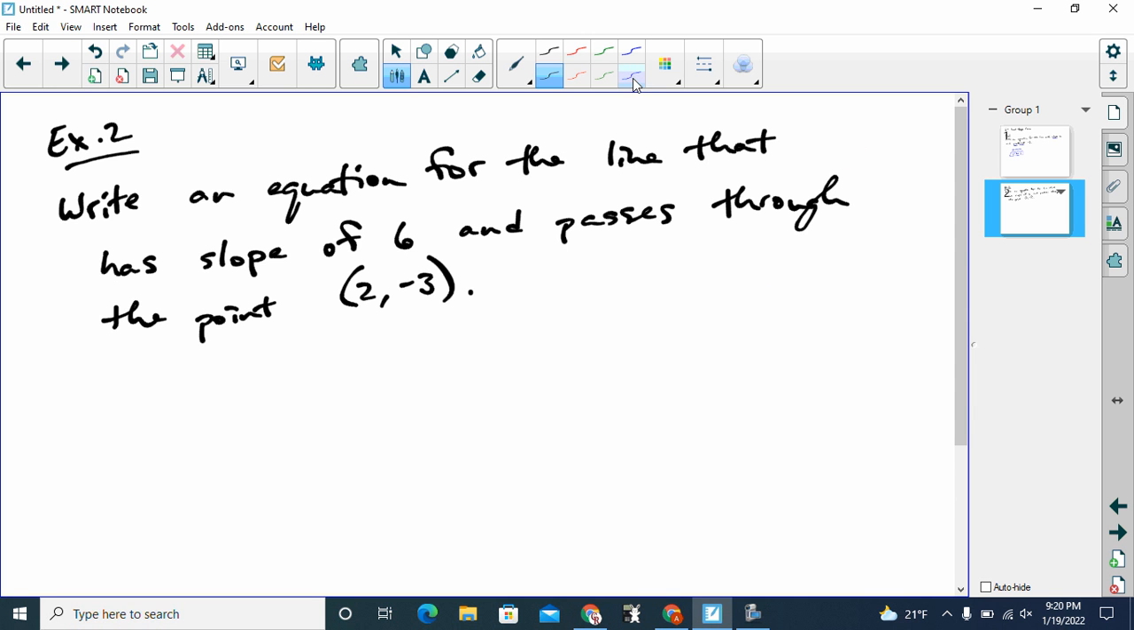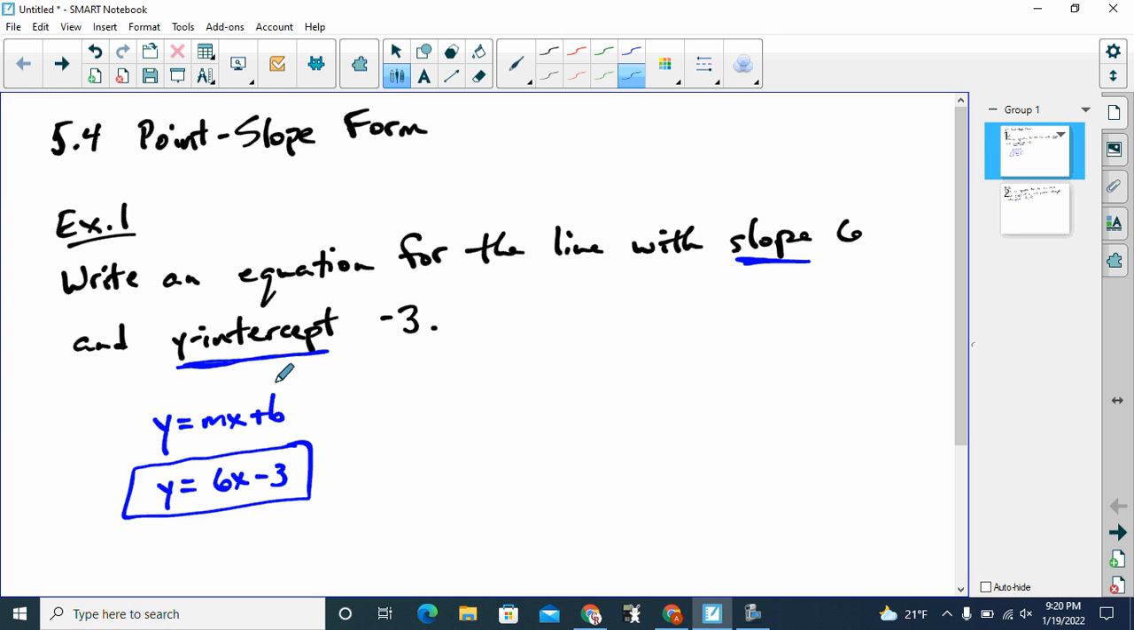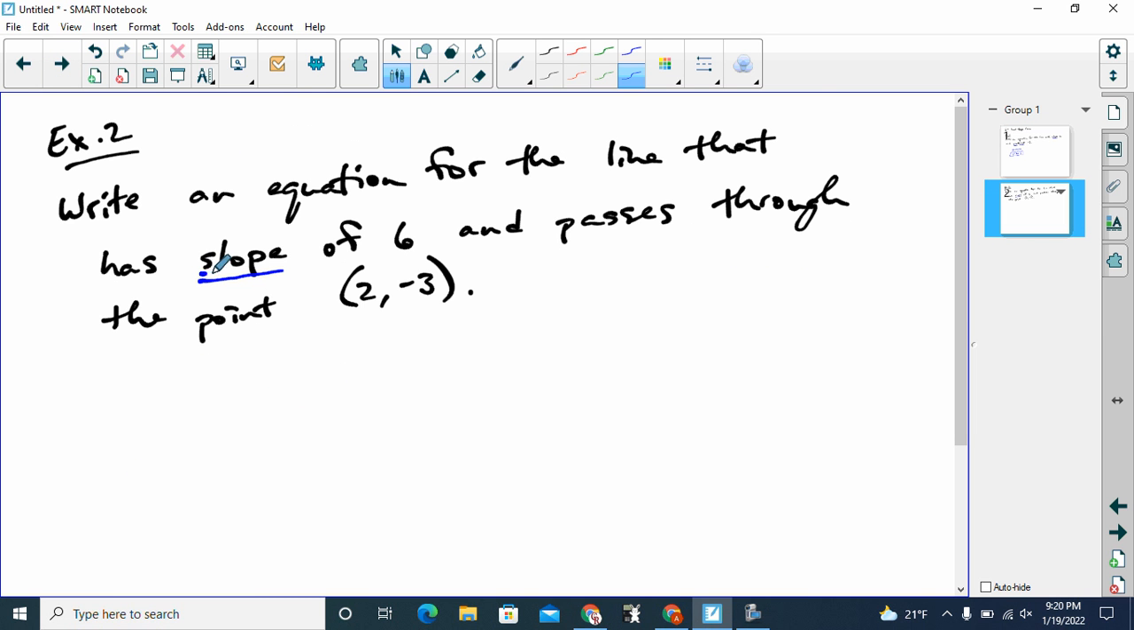So notice this time we still have a slope, but we don't know the y-intercept. Because I don't know the y-intercept, I don't want to start with slope-intercept form, because I don't know what b is. I don't have anything to plug in for b like I had the y-intercept here. So when that's the case, if I have a slope and a point other than the y-intercept, we are going to use what is called point slope form. So leave a little bit of space because we're going to find this equation in a minute.